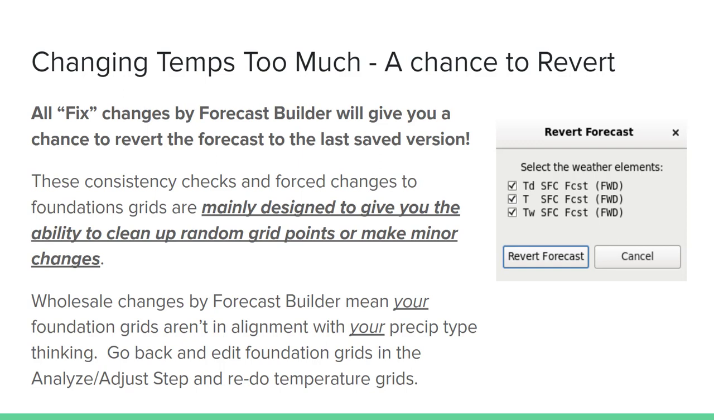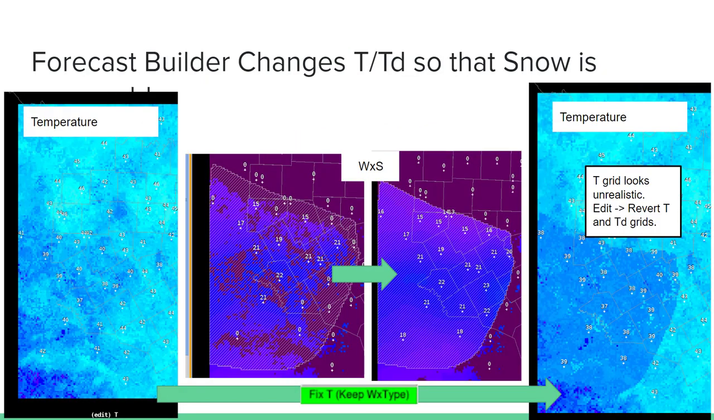If you're making major changes, they're going to stick out, and it's a sign that you really should be changing your foundation grids, because they're not in agreement with the precipitation forecast you're trying to make. Here's an example where forcing snow to be mentioned with a temperature forecast that's clearly too warm starts to show some unrealistic artifacts. At this point, you would want to revert your temperature forecast and consider redoing the temperature forecast in the Analyze Adjust step if you really wanted to forecast this weather type. Otherwise, you may wish to pick the option to force the weather type to match your temperature, which we'll discuss next.